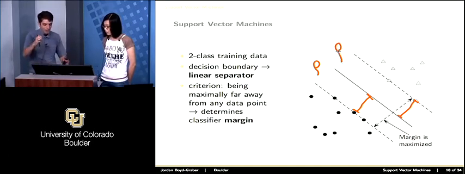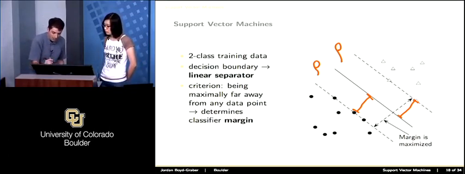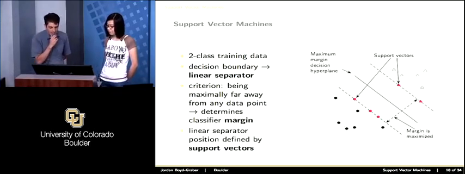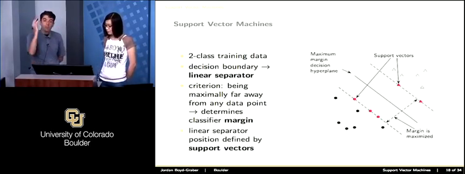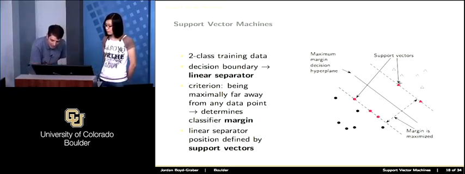And so here you're defining a neutral zone between the two points, and you want the line to be maximally far away from both the positive class and the negative class. Does that make sense? Yeah, makes sense.